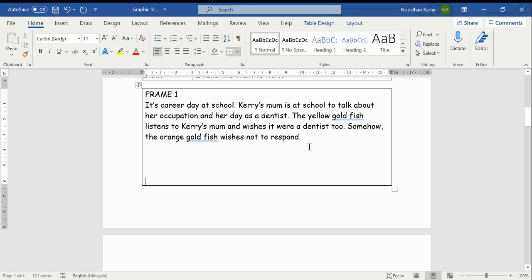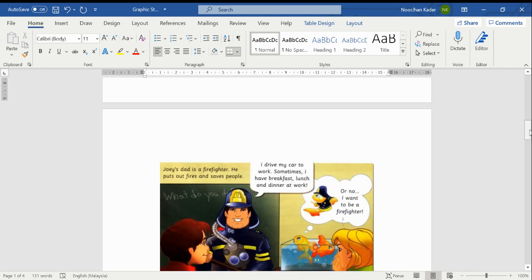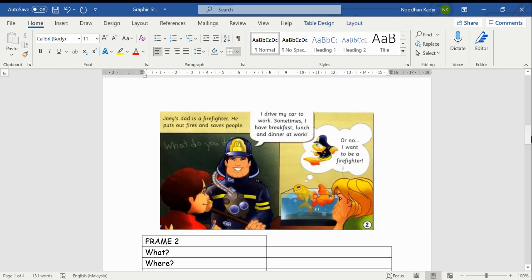Actually, it was lengthier than this, but I shortened it because I don't want it to be too draggy. The explanation is longer than this if you follow the audio, but I would like to keep it simple like this. So let's go to the second one. Okay, the second one. Joey's second frame.